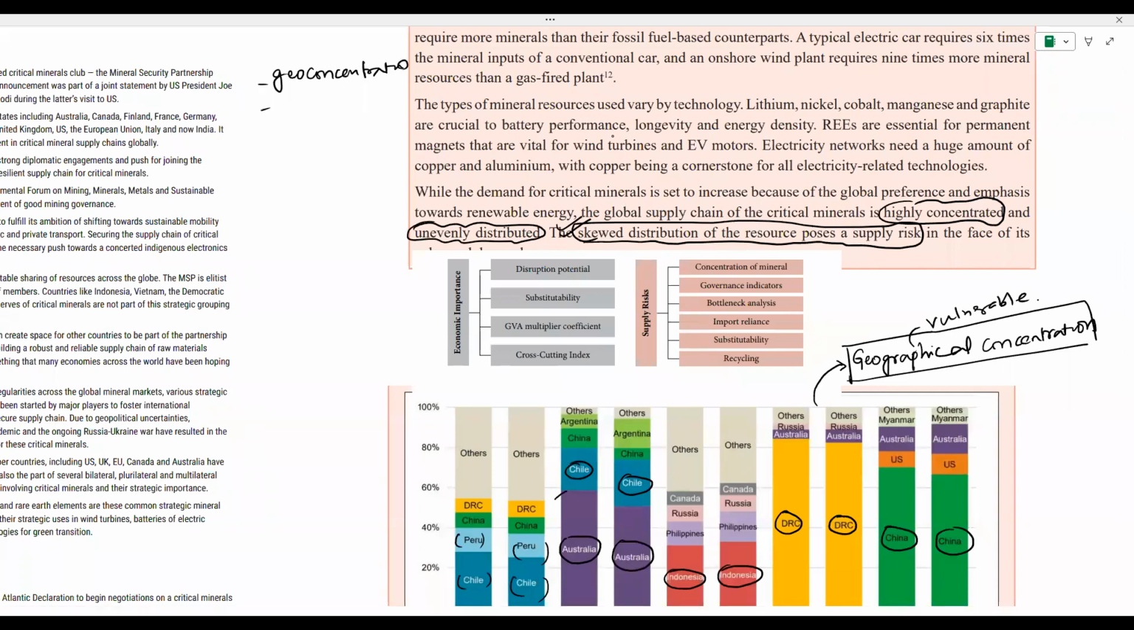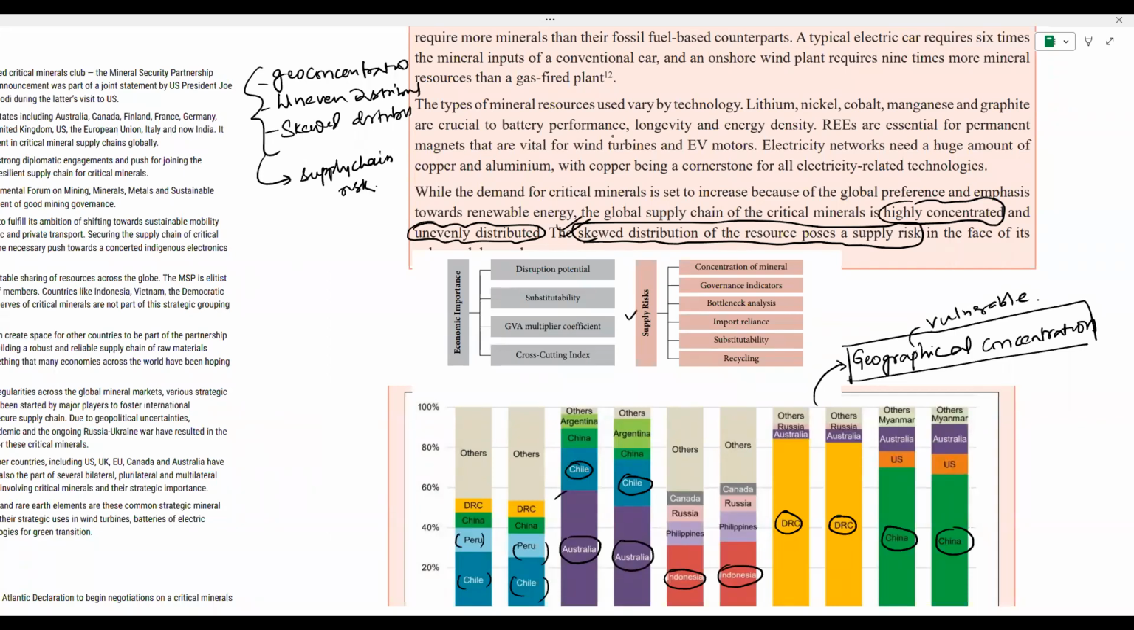Okay, next word is what? Highly concentrated. This is one. Uneven distribution. Next, skewed distribution. This all poses what? Supply chain risk. Is this clear, guys?